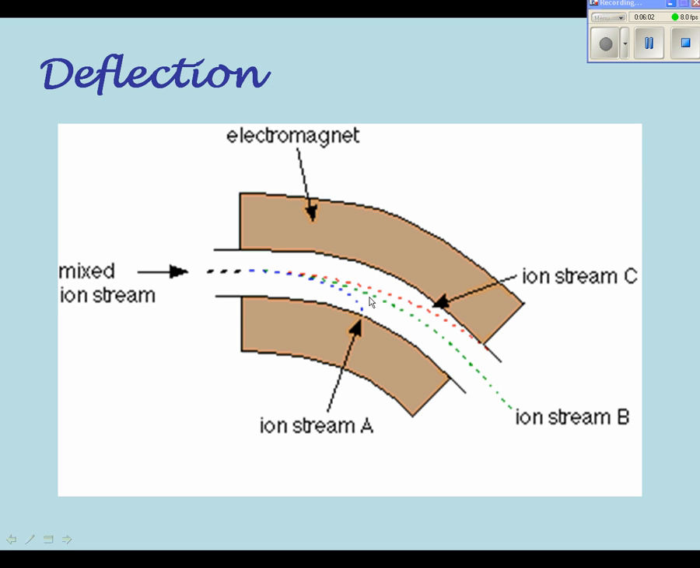As the magnetic field strength is increased, the heavier particles begin to turn more, and then increase further, the really heavy particles begin to turn more. So we end up with a range or a spectrum of particles that hit the end of the machine based on the strength of the magnetic field that's being applied at this point.